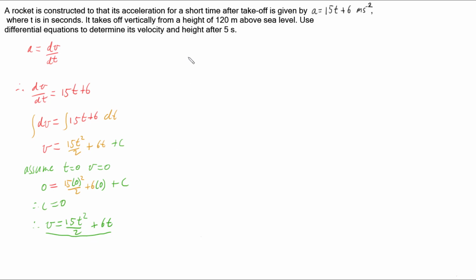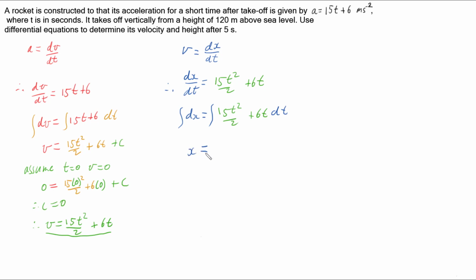So we're going to have that height is going to be given by the fact that we know that v, our velocity, is the slope of displacement. So velocity is dx/dt. So that means that dx/dt is going to be given by this formula down here, 15t squared on 2 plus 6t. And so we can arrange this and get dx equals (15t squared on 2 plus 6t) dt and integrate both sides, giving us that our displacement x equals 15t squared on 2 integrated is going to be 15t cubed on 6 plus 6t squared on 2.